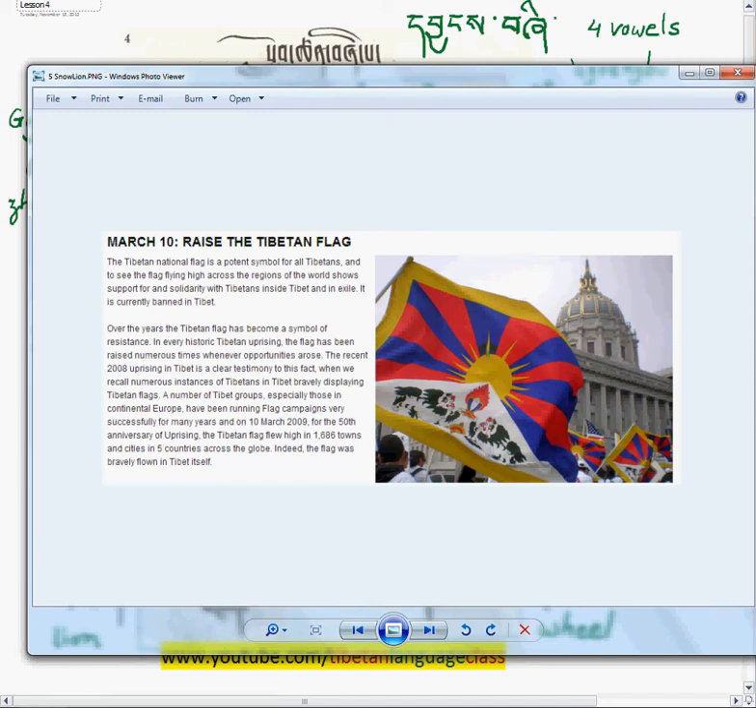And this is from March 10th. Every March 10th, all the Tibetans throughout the world, we protest against the Chinese illegal occupation of Tibet. So this is, I think, in San Francisco, by the San Francisco City Hall.